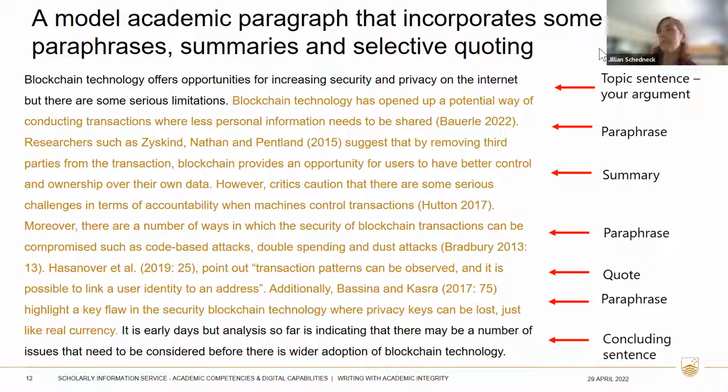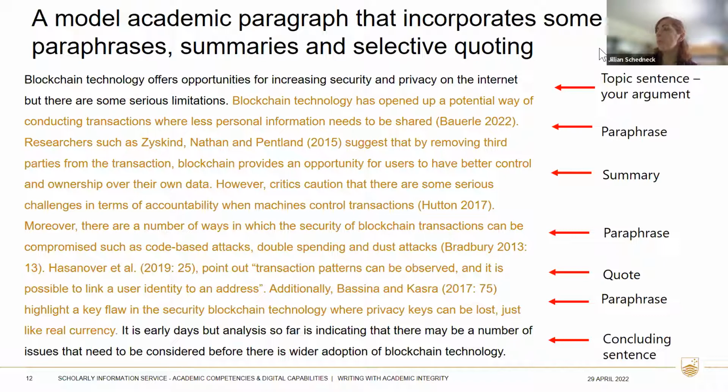And then we've got more of a summary. Researchers such as these 3 suggest that by removing third parties from the transaction, blockchain provides an opportunity for users to have better control and ownership over their data. So we've got another summary there that sounds kind of wide ranging, what they suggest. And then we've got another summary. However, critics caution. So we've got that turn now where we've got the positives, and now we've got those limitations. However, critics caution that there are some serious challenges in terms of accountability when machines control transactions. Okay, we've got that shift now.